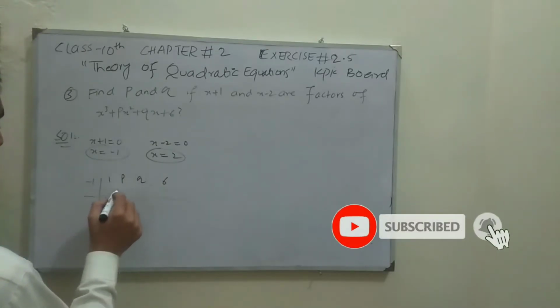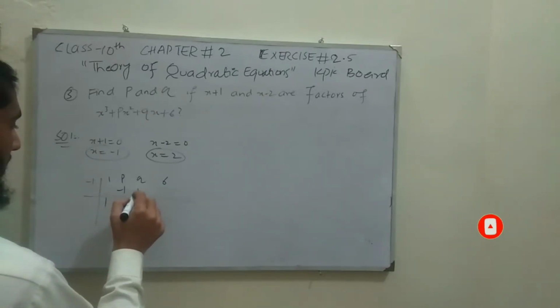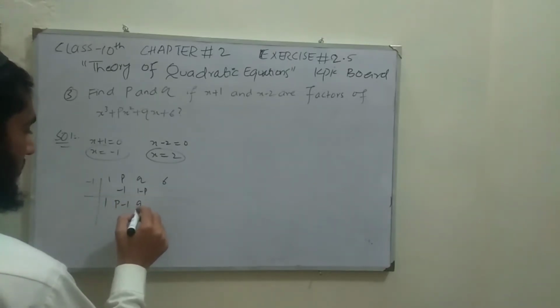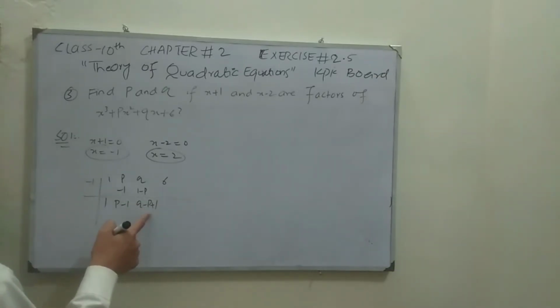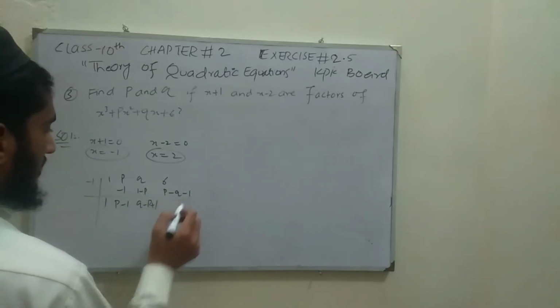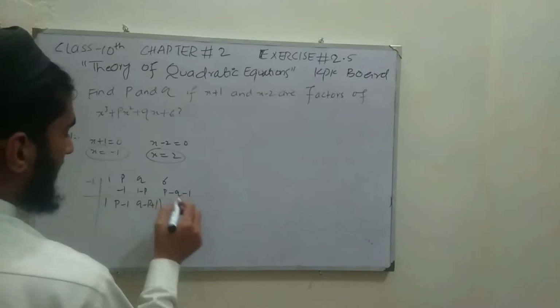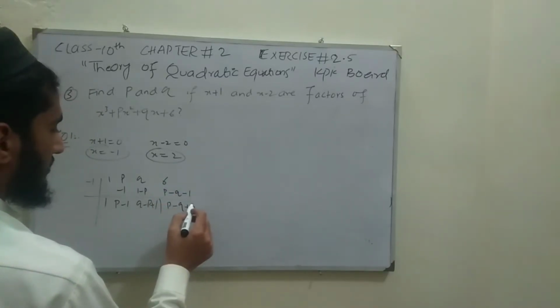Minus 1 multiply 1 gives us minus 1. P minus 1. Multiply minus 1 with p minus 1, it gives us 1 minus p. Q minus p plus 1. Multiply minus 1 with q minus p plus 1, it gives us p minus q minus 1. Add 6 with p minus q minus 1, it gives us p minus q plus 5.